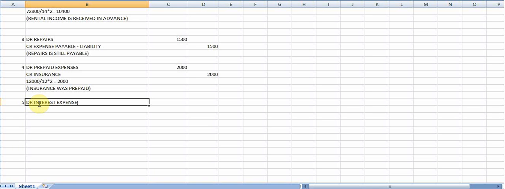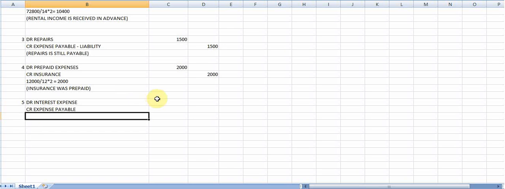And for the interest expense, I'm going to have to increase it. And I'm then going to, of course, credit the expense that is still payable. Okay. Then I'm going to say there, it is still outstanding. So how much is the amount that is outstanding?